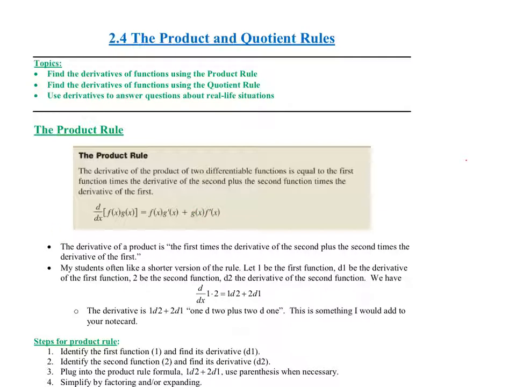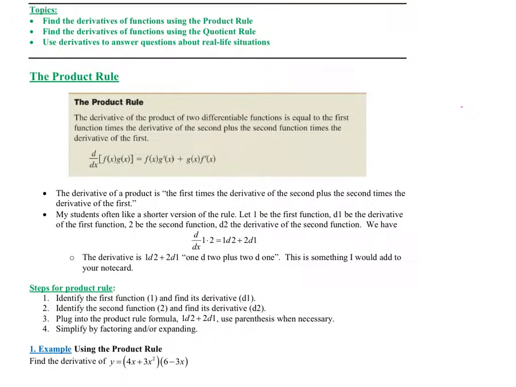It says the derivative of the product is the first times the derivative of the second plus the second times the derivative of the first. But that takes forever to say. So my students over the years have come down to this. They really like this version of it. If they call the first function 1, and they call the derivative of it d1, for the derivative of the second function 2, and then you have d2, then the product rule comes a lot easier. The derivative of the first times the second is 1d2 plus 2d1. So that'd be the first times the derivative of the second plus the second times the derivative of the first. But it's a lot easier to remember 1d2 plus 2d1.